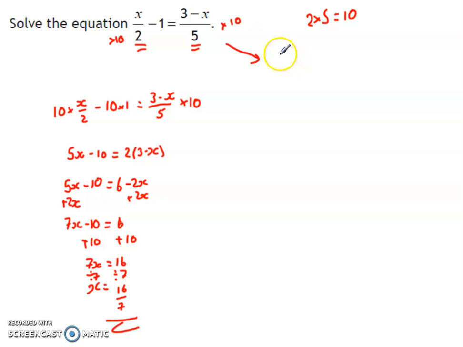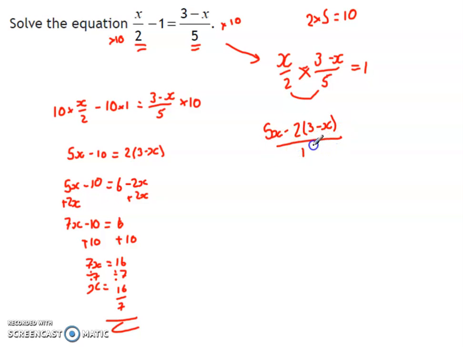So I could have taken it and written it as x over 2, take away 3 minus x over 5 equals 1, and then put all of this over a common denominator. So use the kiss and the smile technique covered back in S1-2 to combine it all together, and what we'd get is 5x take away 2 bracket 3 take away x over 10 equals 1, and then simplify from there. So I'd get 5x minus 6 plus 2x over 10 equals 1.